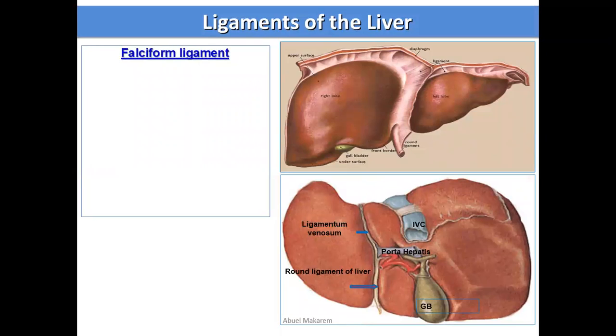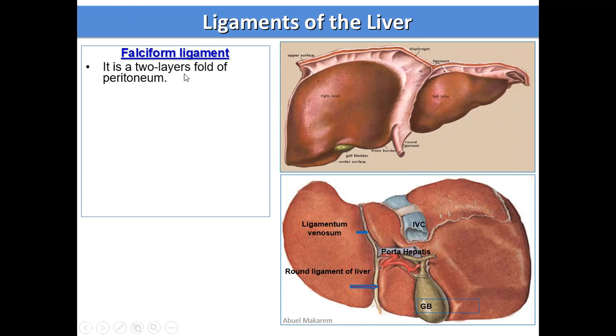Now going to the ligaments of the liver. Ligaments of the liver are very important because they are developmental remnants, and they play a very important role. One is called the falciform ligament. The falciform ligament is at the front, if you see here, which separates the right lobe from the left lobe. So this is called the falciform.